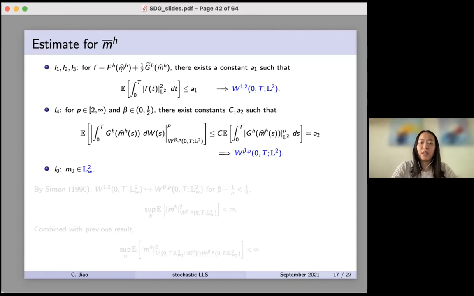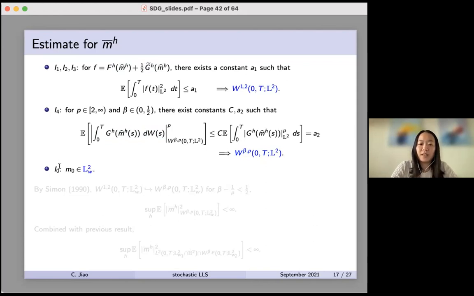For I1 to I3, we observe that fh and g tilde h satisfy this estimate here. So it's bounded in a L2 time L2 space under the expectation. So we expect a W12 time L2 estimate for I1, I2, and I3. But if we look at I4, there's a stochastic integral of the function capital Gh. We will follow an isometry result from Landau and Jegaraj to show that it satisfies a W beta P time L2 estimate for beta between 0 and 0.5, P greater than or equal to 2.